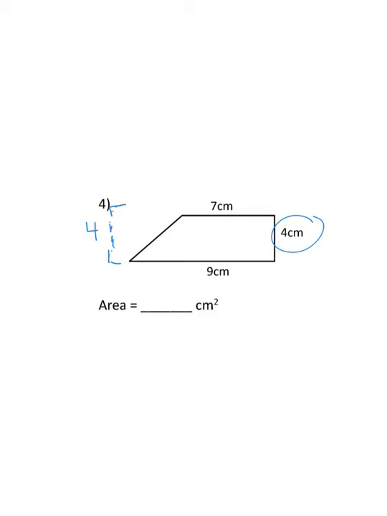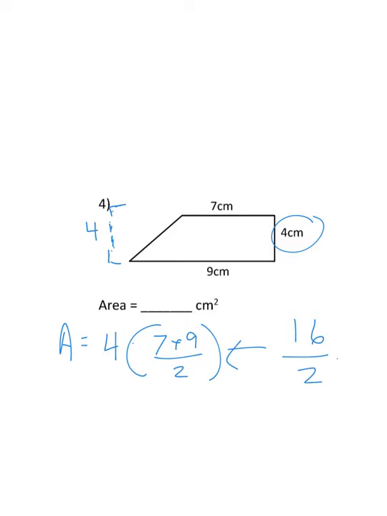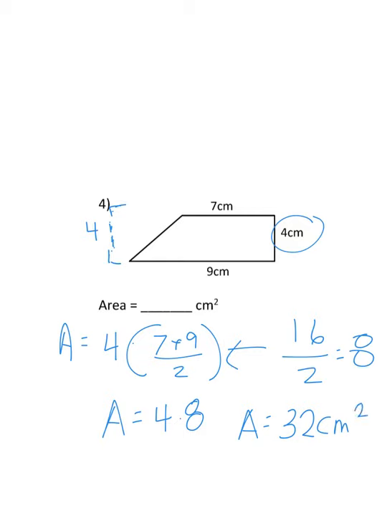So again, area equals height 4 times 7 plus 9 divided by 2. Figure that stuff out in there. 7 plus 9 is 16. Divided by 2 is 8. So the area equals 4 times 8. So the area is 32 centimeters squared.